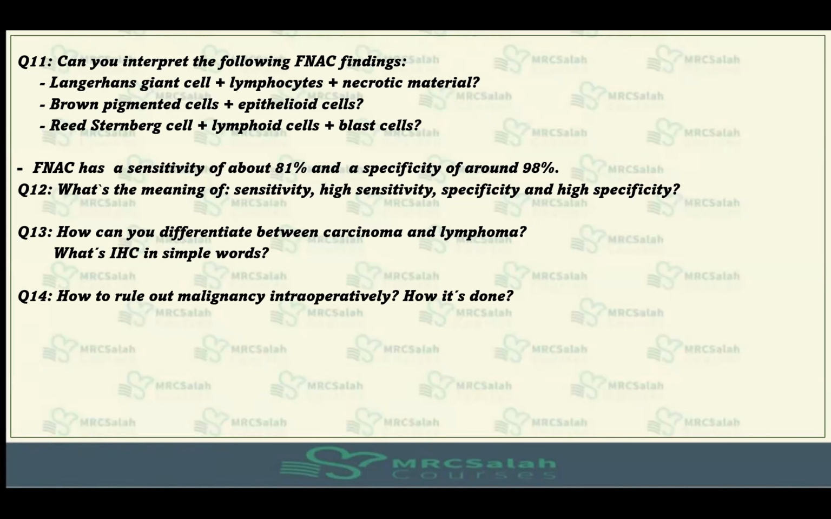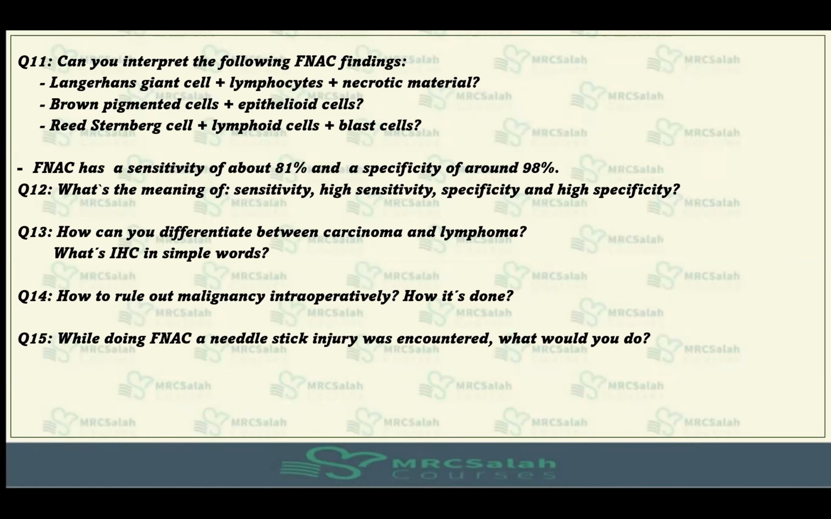How to rule out malignancy intraoperatively? Frozen section. Can you please explain it in simple words? Freezing, cutting, fixation, and staining. Yes, so it's 4 steps: snap freezing, cutting, fixation, and staining. Then we assess, as you said.